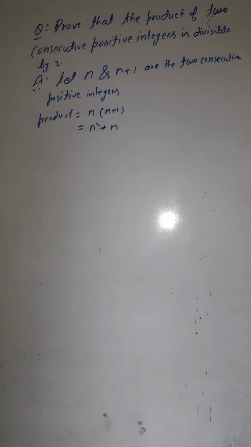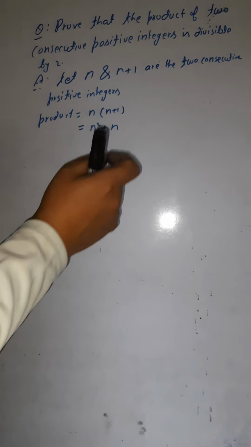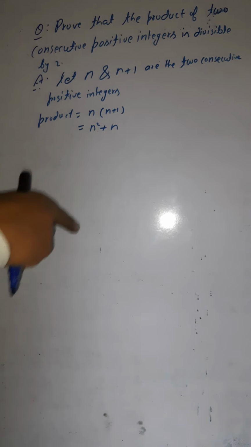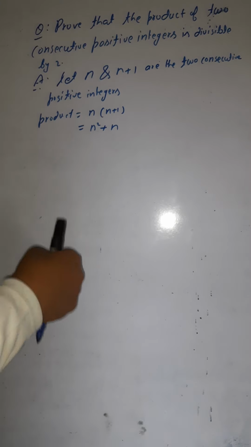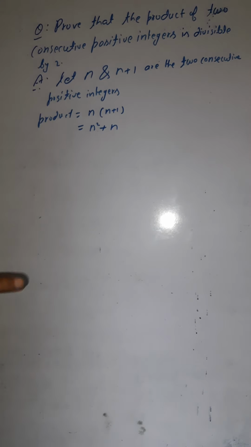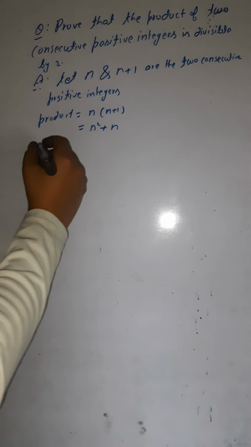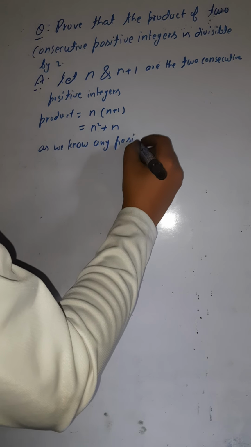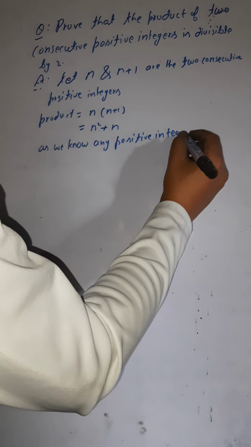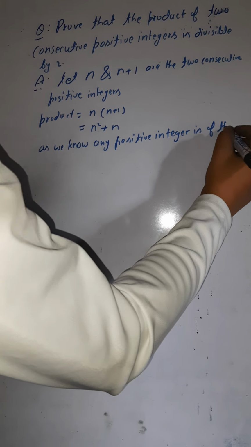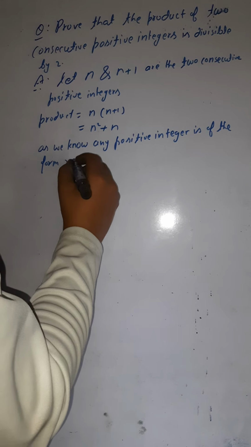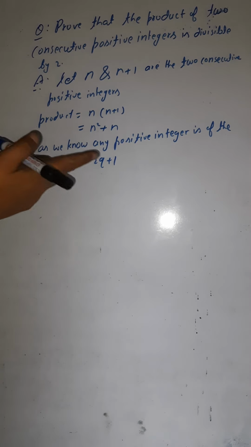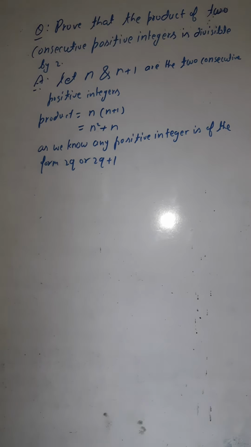Now one thing we are knowing, we have already discussed in the previous lecture, that any positive integer is of the form 2q or 2q plus 1. That we have proved also in the previous lecture. You go through the previous lecture, there you would find this one question. Prove that any positive integer is of the form 2q or 2q plus 1. Okay, now as we know any positive integer is of the form 2q or 2q plus 1. Any positive integer you are taking, whether it would be in the form of 2q or it would be in the form of 2q plus 1.